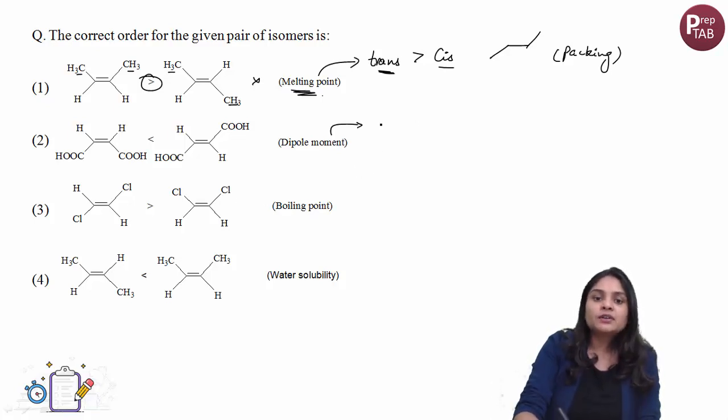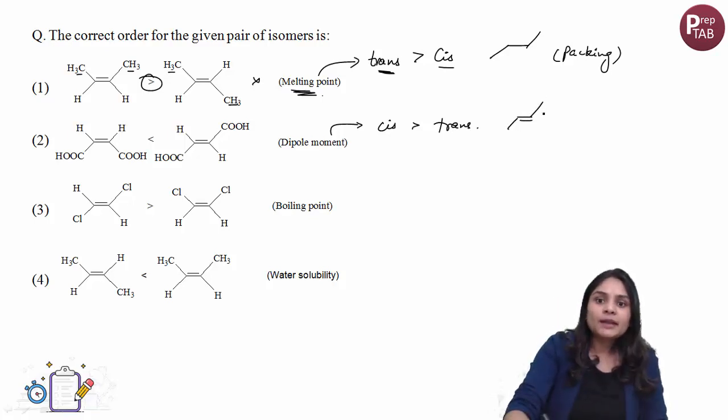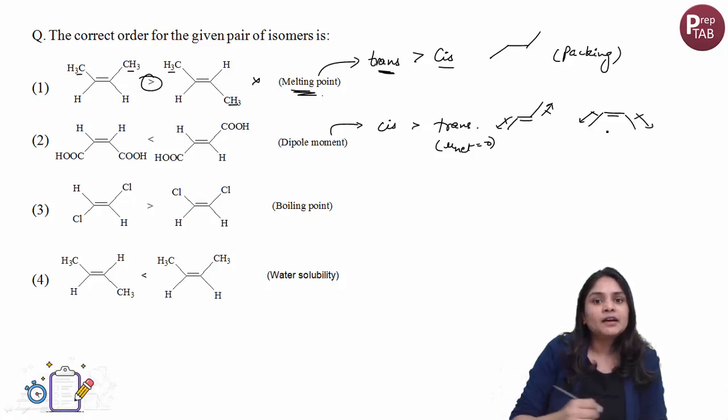In case of dipole moment, cis has higher dipole moment than trans, right? Because in trans, the substituent is on opposite side. So the dipole moment of this bond will cancel out the dipole moment of this bond. So in trans, mu net will be 0, right? But in cis, you can see the dipole moment will add up. So this will have some dipole moment.